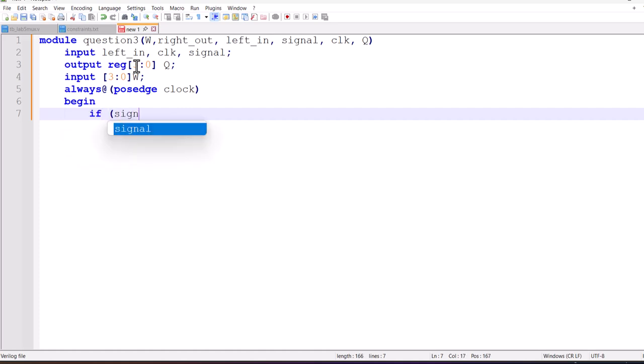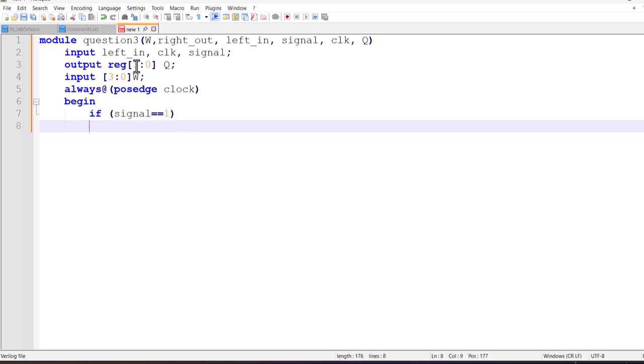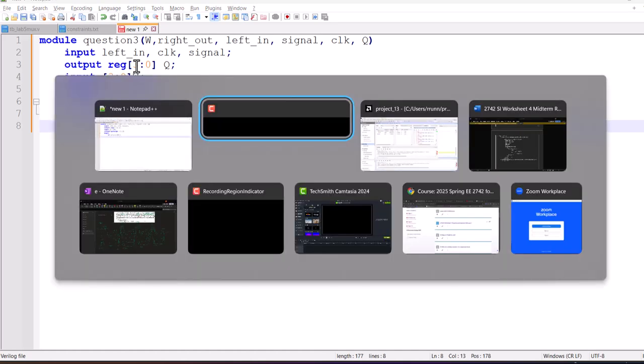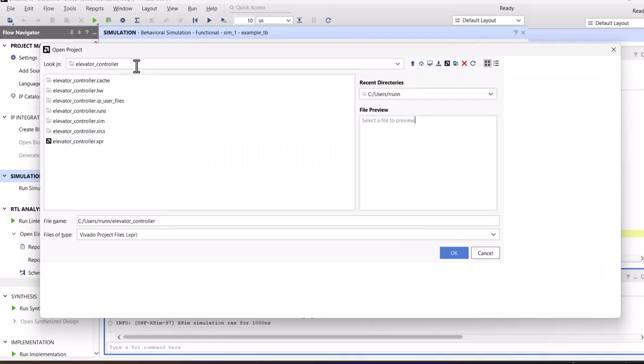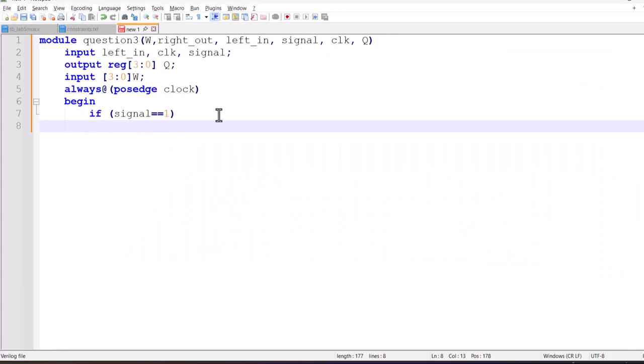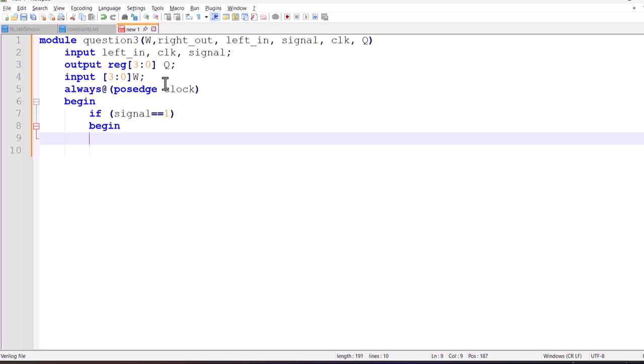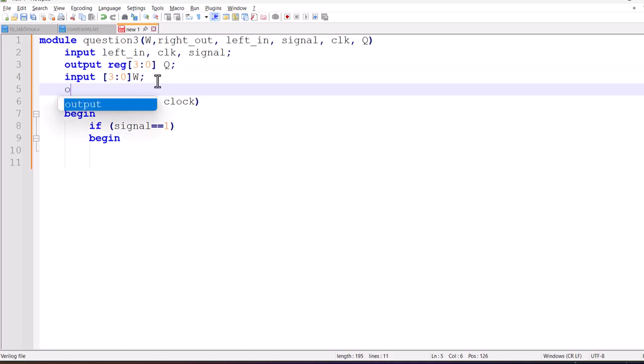If signal, so that's the same as saying if signal equals 1. Then what did we say? We said, oh, this is going to have a begin and an end because we're doing different things. So we'll have begin. And I'll need to put an integer in here because I'm going to need to have a for loop. Call it K.